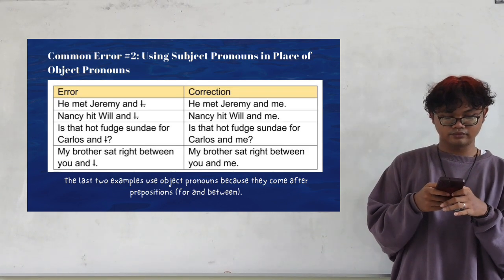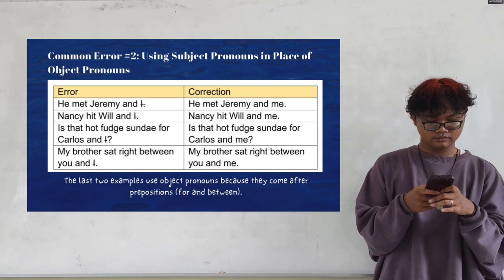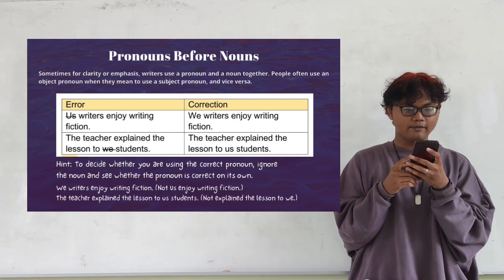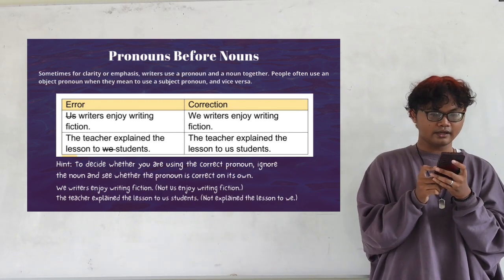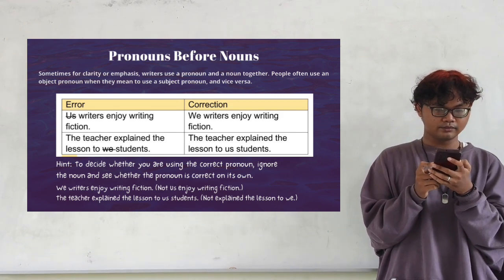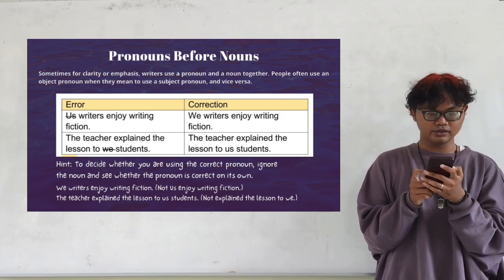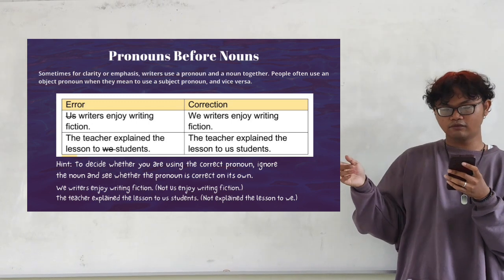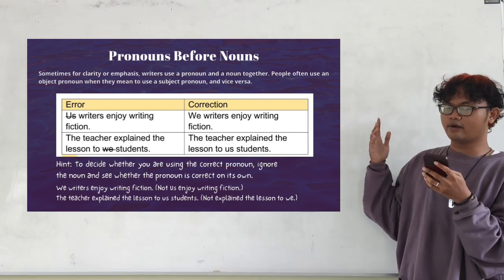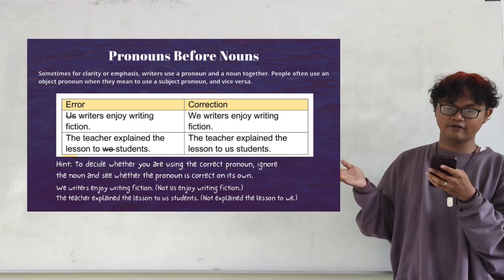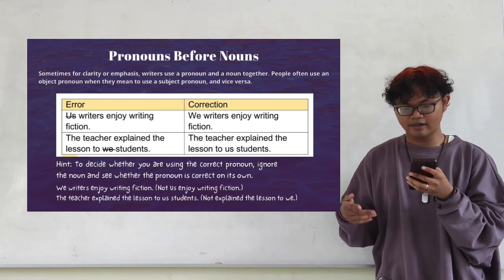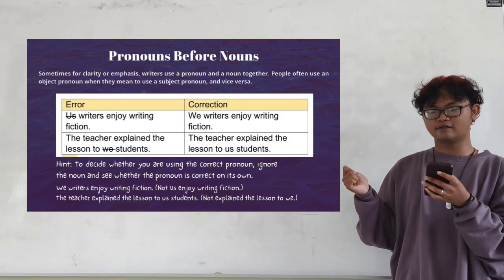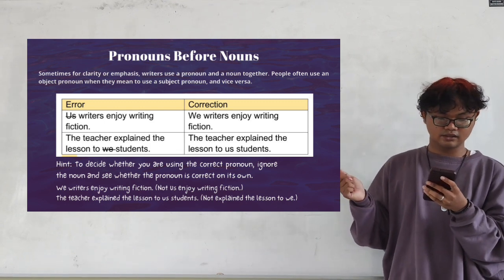Then rule number three: pronouns before nouns. Sometimes, for clarity or emphasis, writers use a pronoun and a noun together. People often use an object pronoun when they mean to use a subject pronoun, and vice versa. Error number one is "us writers enjoy writing fiction," and the correction is "we writers enjoy writing fiction." The second is "the teacher explained the lesson to we students." The correction is "the teacher explained the lesson to us students."